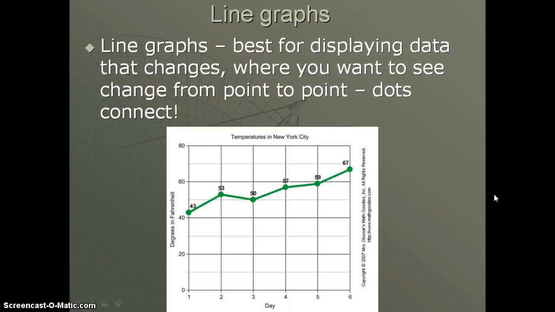Line graphs, which we will be doing sometime in this class, are best for displaying data that changes, specifically where you want to see the change from point to point, and that's why you connect the dots. So this is a graph of temperatures in New York City, so how the temperatures change from day to day in Fahrenheit. So basically the lines are connected because you want to see if it goes up or down from day to day. So from this day to this day, it went up, but from this day to this day, it went down. From this day to this day, it went up. That kind of thing.